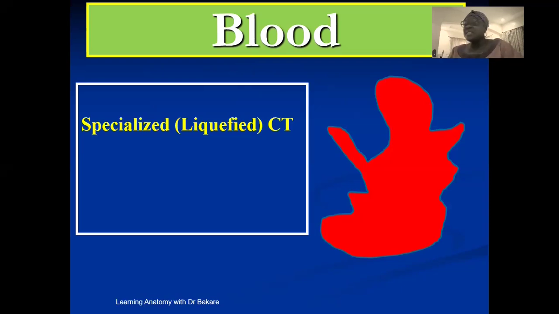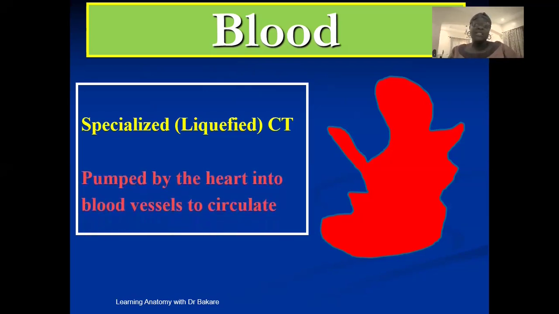But for the purpose of this class, we would be focusing on blood, which is a specialized type of connective tissue too, but it is specifically classified as a liquefied type of specialized connective tissue. And it is liquefied indeed, going by its structural orientation. Blood is pumped by the heart and it is directed into the blood vessels. It is through these blood vessels that it's able to circulate, and this is where it supplies oxygen and nutrients to the different organs in the body.